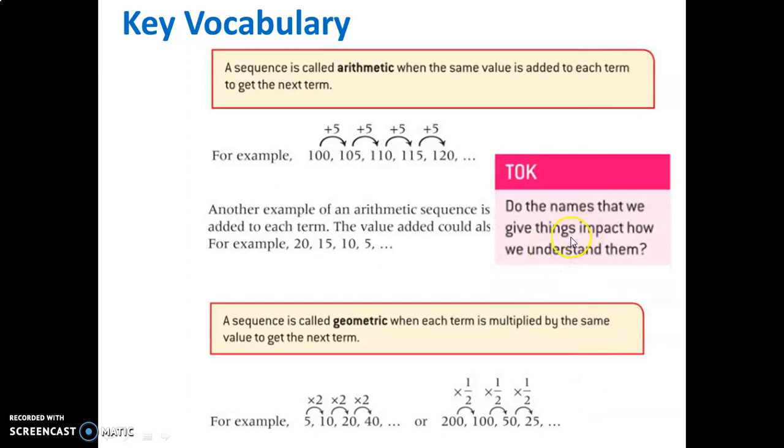All right, TOK question. Do the names that we give things impact how we understand them? We've called this one arithmetic. We've called this one geometric. Does that affect how you look at these? When you hear geometric, for example, do you think about shapes? Geometry is typically about shapes, right? The study of shapes. So there's something in here that has to do with shapes. Interesting. I wonder why. Does that name make you think about something?